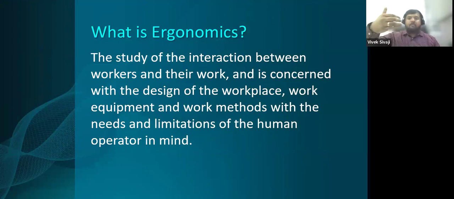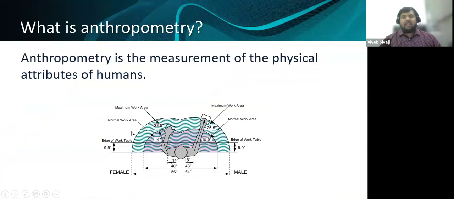Now, ergonomics, as you all know, is the study of interaction between the workers and their work, and is concerned with the design of the workplace, equipment, and methods with the needs and limitations of a human operator in mind, right? And what is anthropometry? It's a measurement of the physical attributes of a human being.